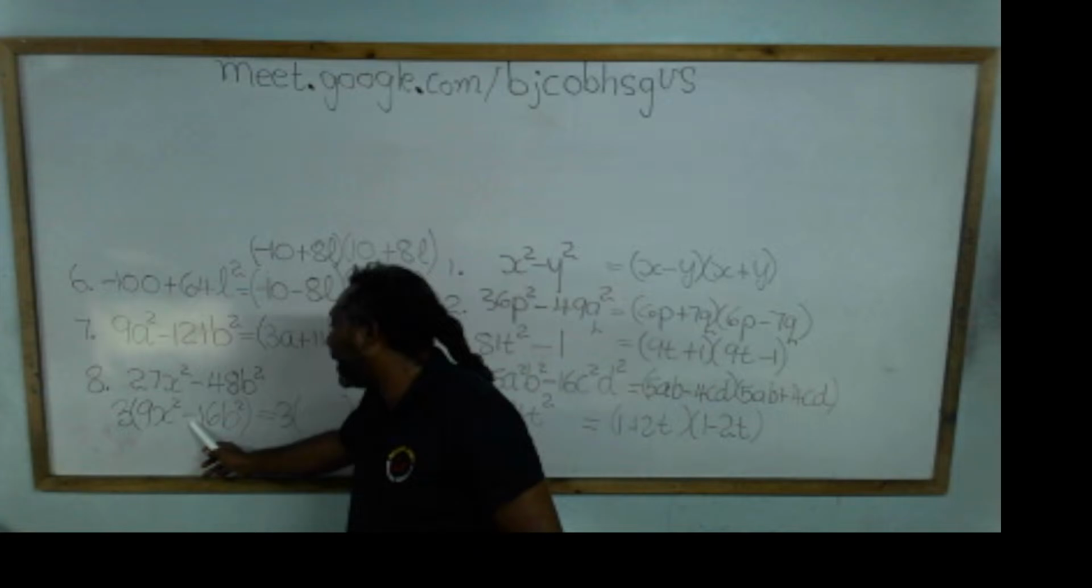So you now have P squared minus 1, and that's a difference of 2 squares. P squared minus 1, difference of 2 squares. So what will you have? What do you square to give P squared? That's P. What do you square to give 1? That's 1. So it's going to be P plus 1, P minus 1.